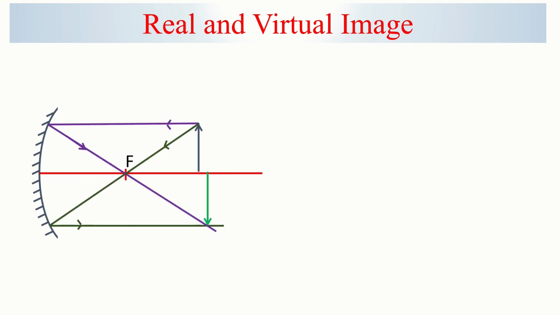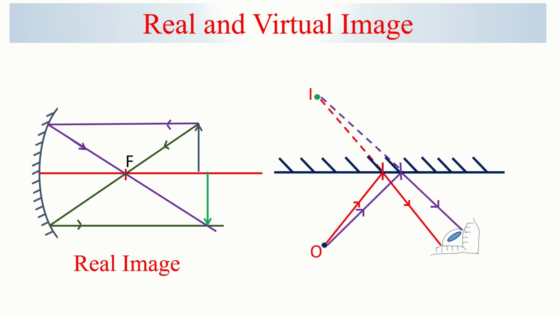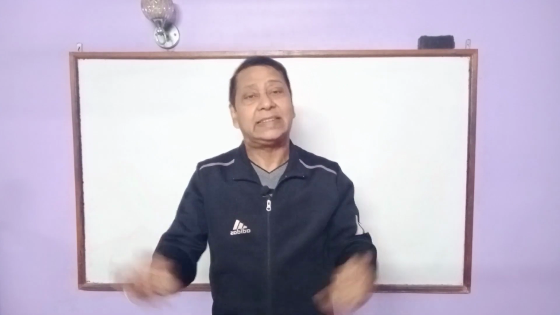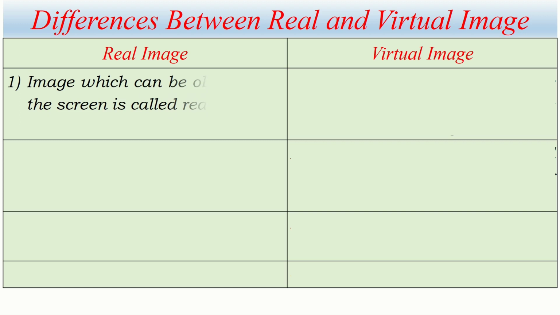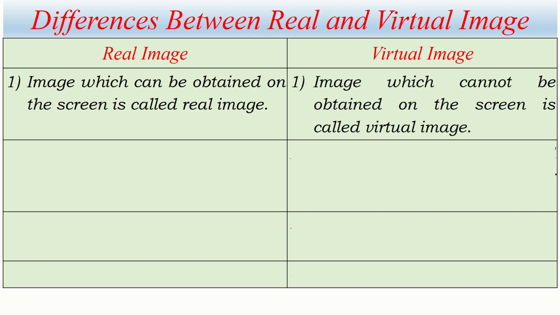Okay, now I want to revise this shortly. Look at this, this is the case of real image. Most of the time it forms real image, and this is an example. And this plane mirror always forms virtual image, and this is the example of virtual image. What are the basic differences between this real image and virtual image? Definition can be taken as the first difference. Just for example, an image which can be obtained on the screen is called real image. But a virtual image is one which cannot be obtained on the screen.